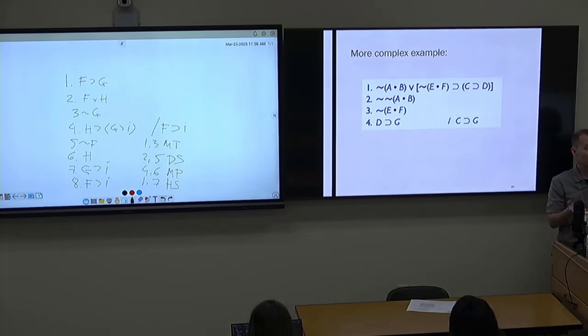Now, more complex example. Same idea. So we can again try to do it on the board together.